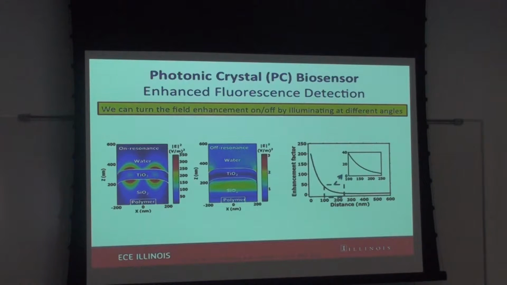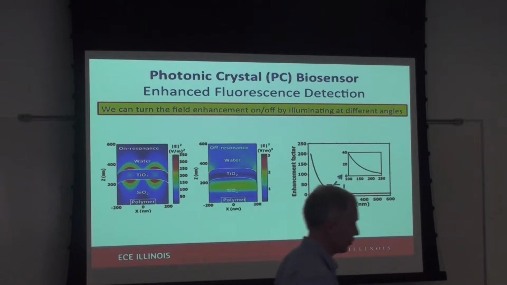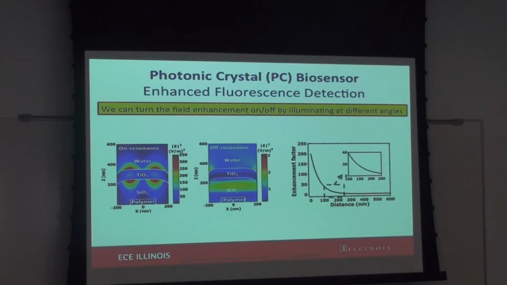In ordinary fluorescence microscopy, you just look at fluorescence intensity. Our method of being able to tune on and off and to use this known electric field profile allows us to actually estimate the position of fluorescent dyes relative to the photonic crystal surface.